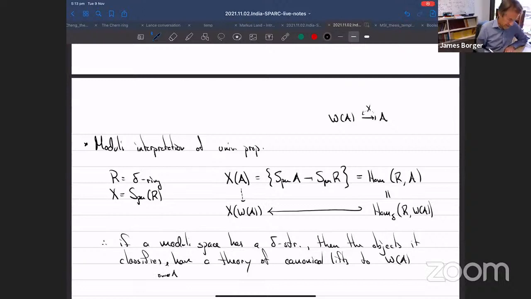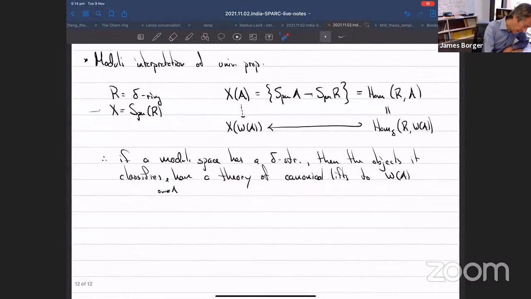For instance, I'm talking about affine schemes, but let's say we did projective schemes or Grassmannians or something. Grassmannians don't have delta structures, but projective spaces do. Then if a projective space classifies lines in a high dimensional affine space, such a thing can be lifted to a line in the Witt vectors. This is most famous in the case of elliptic curves.